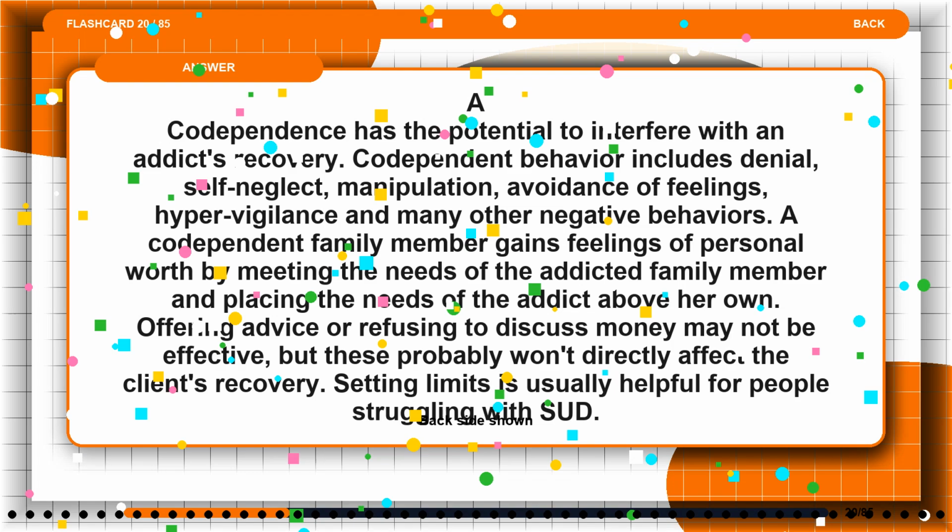The answer is A. Codependence has the potential to interfere with an addict's recovery. Codependent behavior includes denial, self-neglect, manipulation, avoidance of feelings, hypervigilance, and many other negative behaviors. A codependent family member gains feelings of personal worth by meeting the needs of the addicted family member and placing the needs of the addict above her own. Offering advice or refusing to discuss money may not be effective, but these probably won't directly affect the client's recovery. Setting limits is usually helpful for people struggling with SUD.